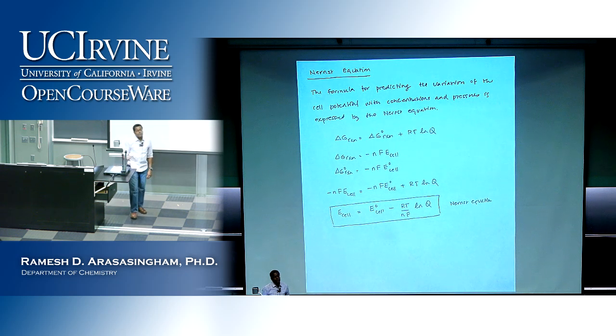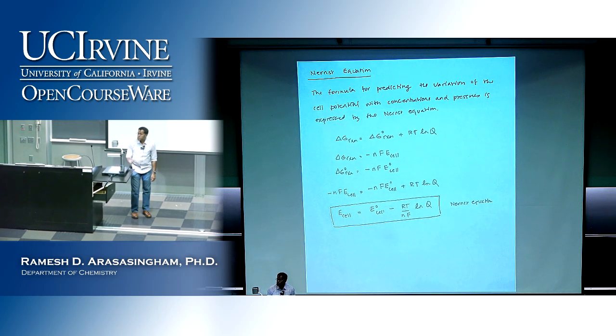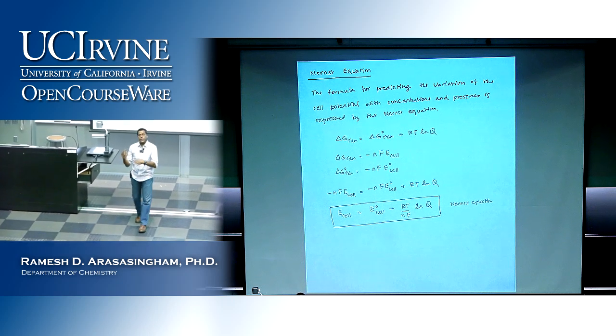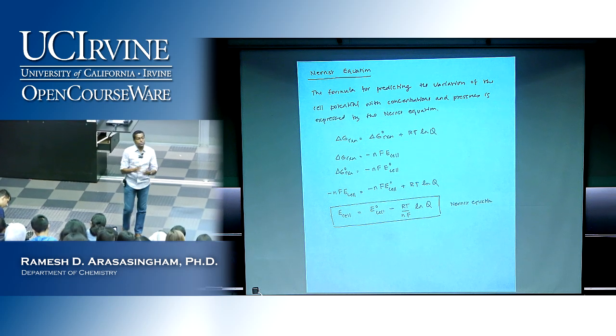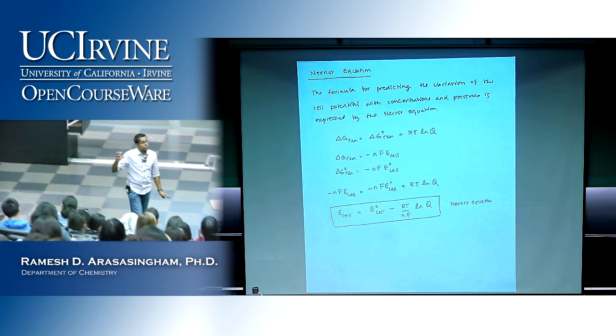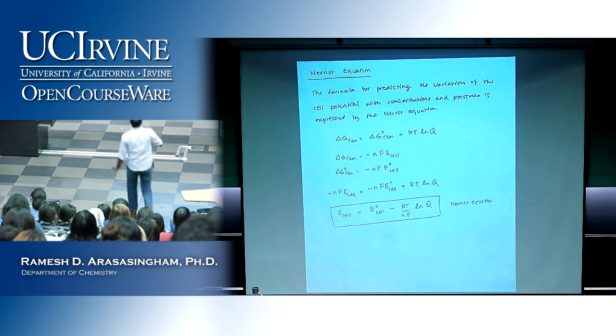And essentially what this equation tells us is that as the concentrations of your reactants and products in your cell change, if you want to look at the dependence of the cell potential, how the cell potential changes as your concentrations of reactants and products vary, that's given by this equation.